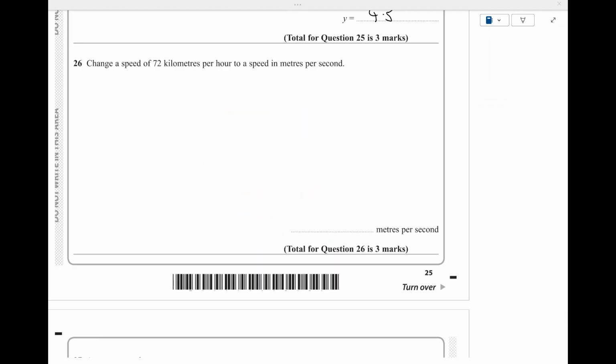Question 26. Change a speed of 72 kilometers per hour to a speed in meters per second. So I'm starting off with 72 kilometers in an hour. Now I'm going to change it one step at a time. So I'm going to work out how many meters that would be in an hour. And once I've done that, then I'm going to work out how many meters it would be in a minute. And once I've done that, I'm going to work out how many meters it would be in a second.